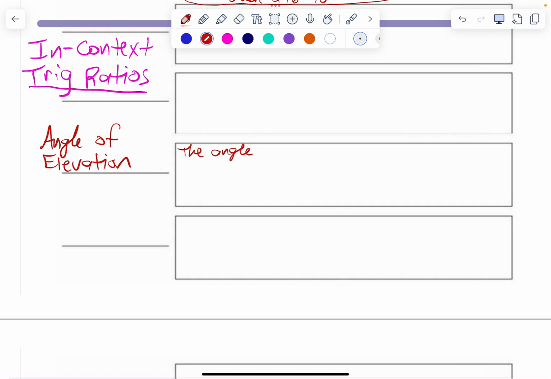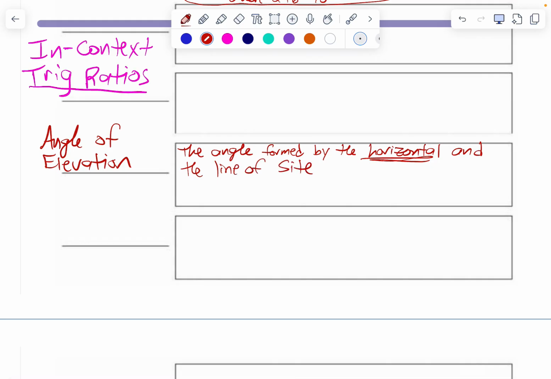So we'll define it. I'll give you a picture. It will definitely help clear this up. So the angle of elevation is the angle formed by the horizontal. And I want you to underline that word because the more you get in the habit of saying with the horizontal, the better, because depression, which is next, is going to be a little more confusing. So it's the angle formed by the horizontal and the line of sight. That's not sight. Spelled it wrong. Line of sight. There we go.